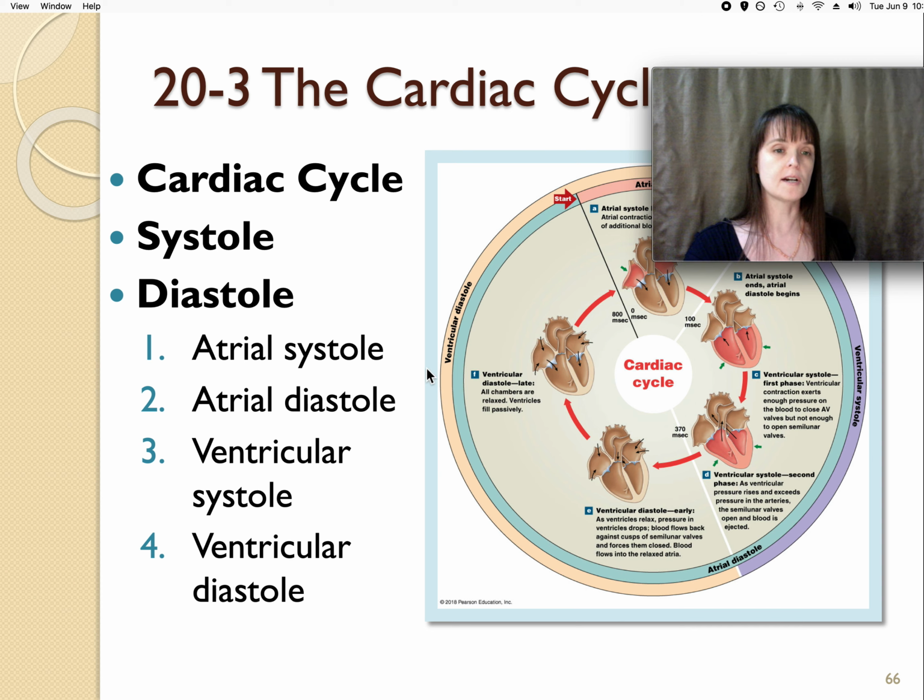4 phases of the cardiac cycle: atrial systole, atrial diastole, ventricular systole, and ventricular diastole.